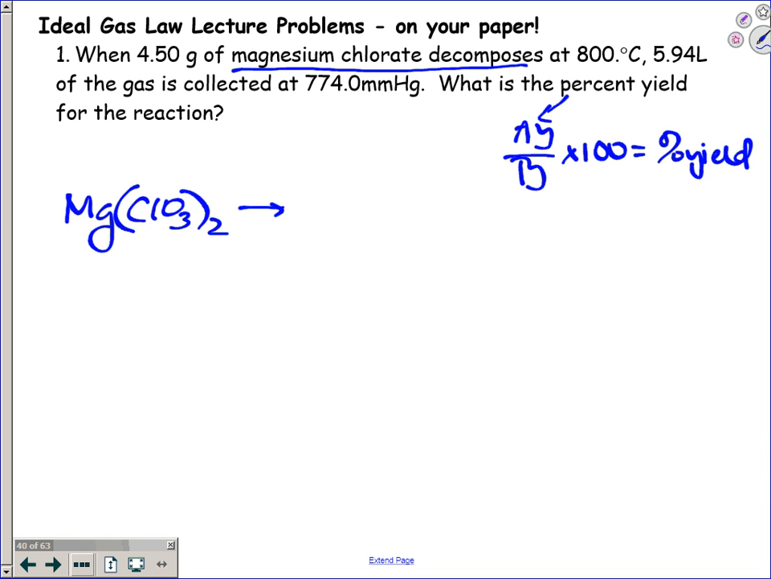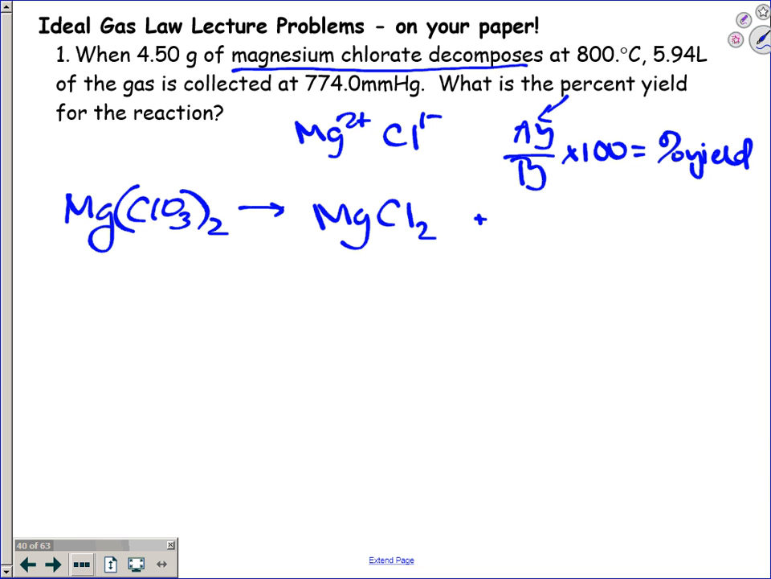Alright, Ashton, tell me one of the products. You could have Cl2. Okay. Guys, everybody look at magnesium. What group is it in? Group 2, so it's a 2+ charge. Chloride's in group 7, so it's got a 1- charge. Okay, so MgCl2, and then Josh, give me the other product.